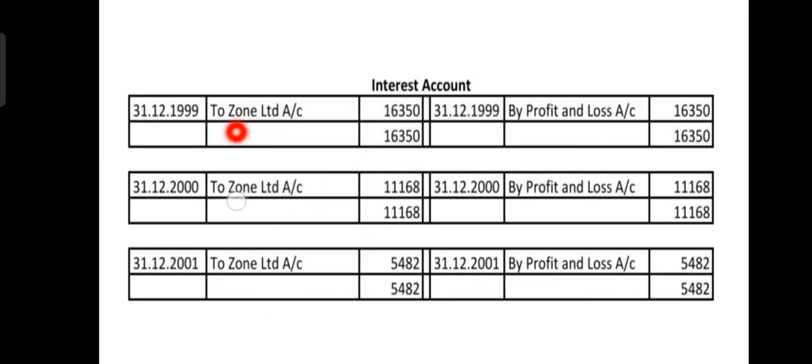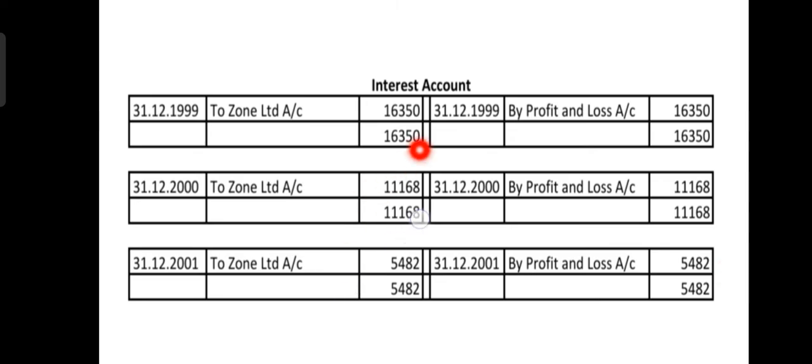To whom are we paying this interest? To Zone Limited on 31/12/1999. So 16,350 interest we paid, one of the expenses, we debited as a nominal account. At the end of the year we transfer the same to the profit and loss account, 16,350. That's the end of the first year. Then for year 2000, again to Zone Limited we pay interest 11,168 and transfer to the profit and loss account 11,168. In year 3 also, for Zone Limited we pay 5,482 on 31/12/2001, and the same day we transfer this expense to the profit and loss account, 5,482. So that's the end of the interest account.